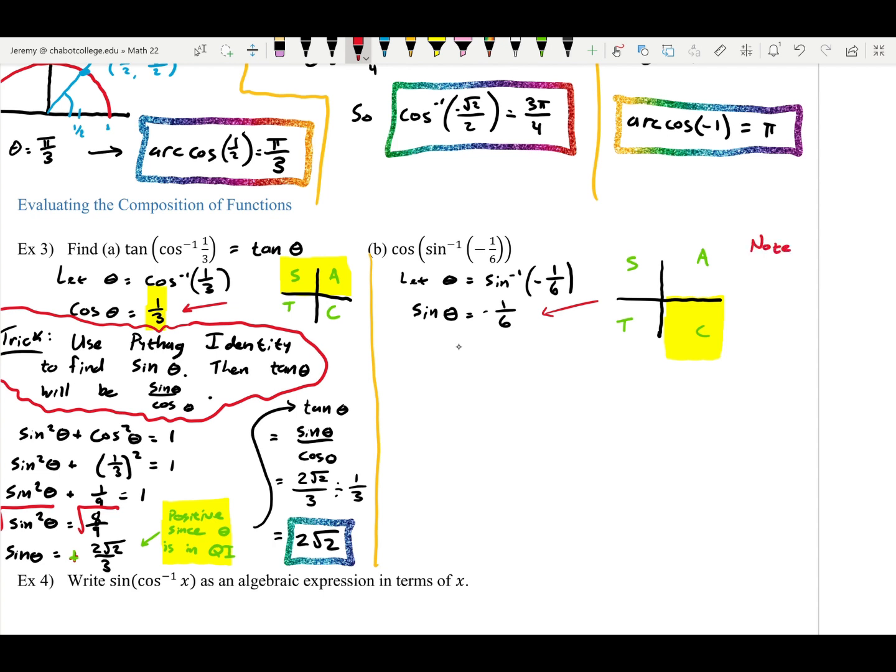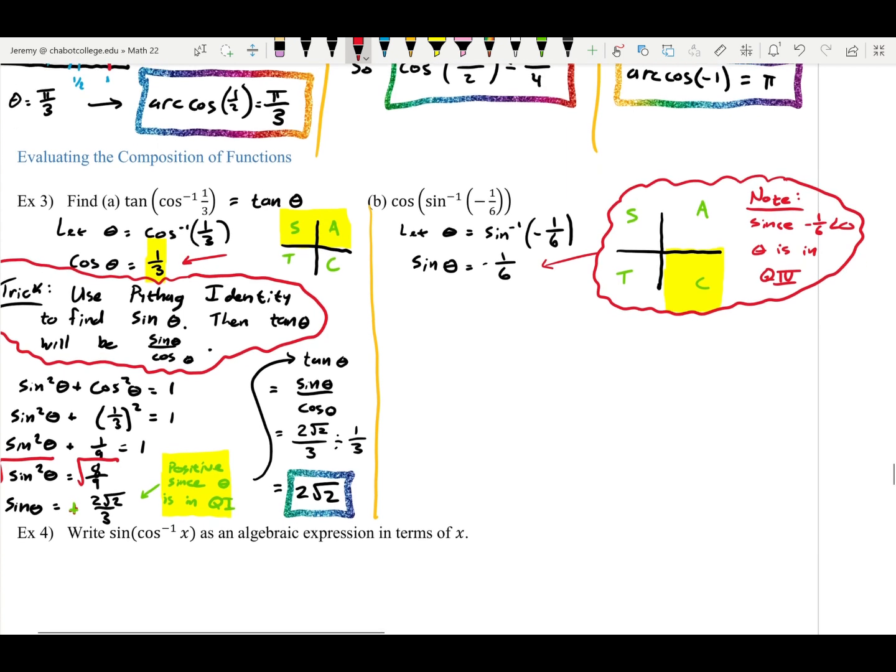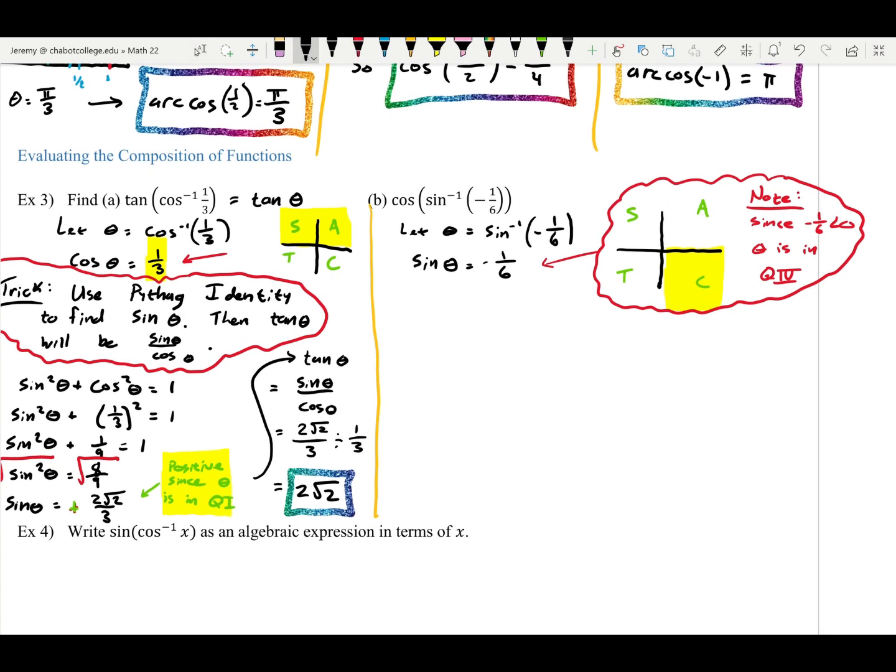Note, since negative 1/6 is less than 0, that means that theta is in quadrant 4. All right, so that will be important when we go to determine if we have a plus or minus, because that's going to happen again.